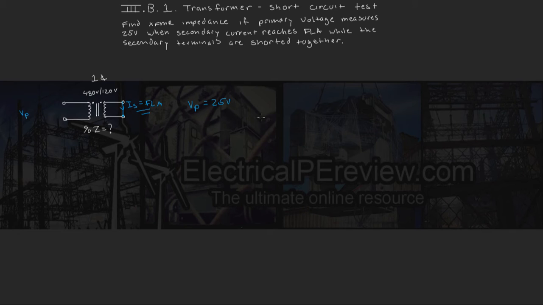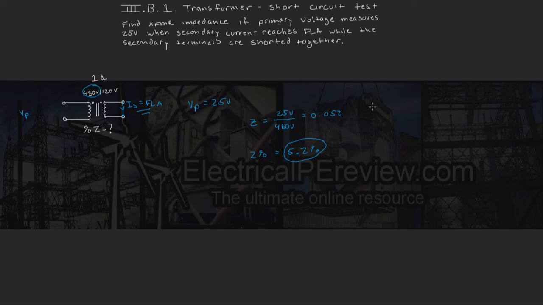So to find the impedance, we simply divide the primary voltage when the secondary is shorted at full load amps by the rated primary voltage, which we know to be 480 volts. So we divide 25 by 480, and we come up with 0.052. We multiply by 100 to get our percent Z, and we have a transformer impedance of 5.2%.